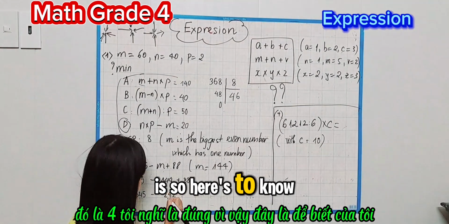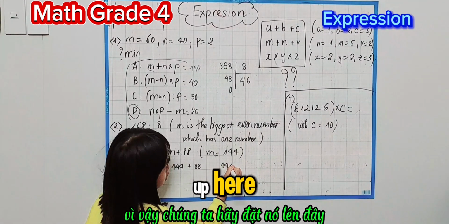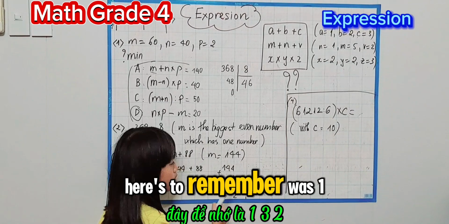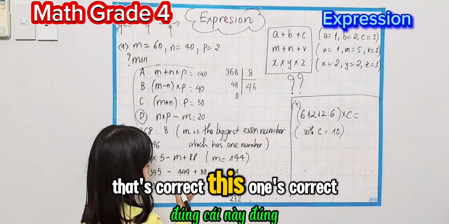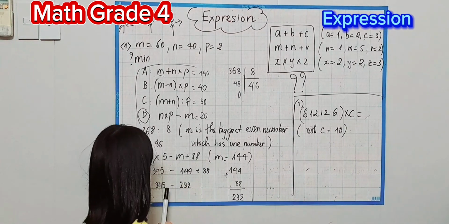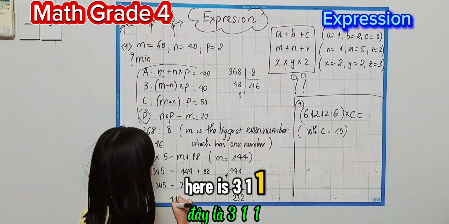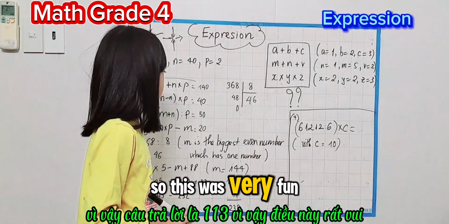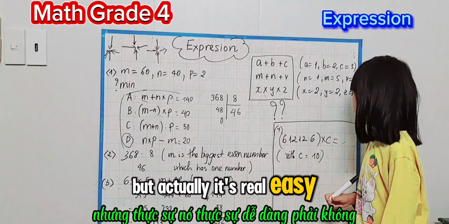So here's 2. Now I forgot, this one's not remember 2. So let's just put it up here so that we won't mistake anything. Here's 2. Remember it was 1, 3, 2. That's correct. This one's correct. Here is 3, 1, 1. So the answer is 113. So this was very funny, don't you think? But now there's a harder one. But actually it's real easy, right?